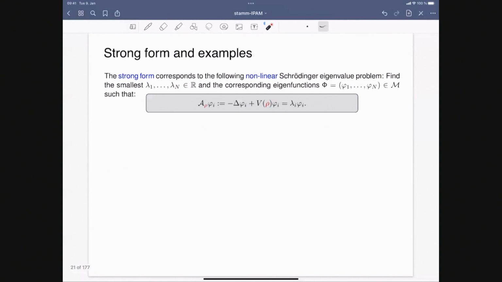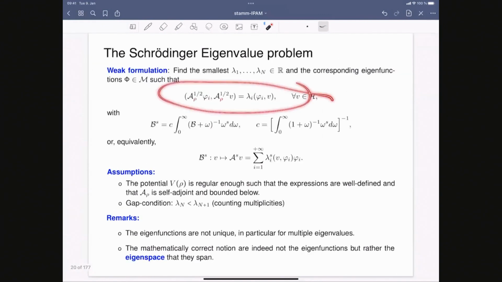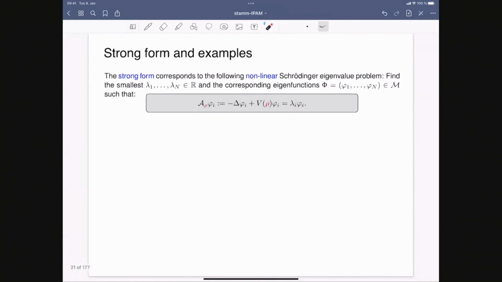Good. So you can rewrite the weak form in a strong form. And this then looks like the A operator applied to each phi i is equal to lambda i phi i. Okay.